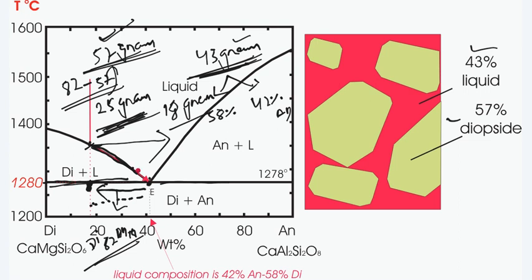That's why crystallization will cease here. The dioxide 82, anorthite 18 will be obtained at the end. This is equilibrium crystallization.